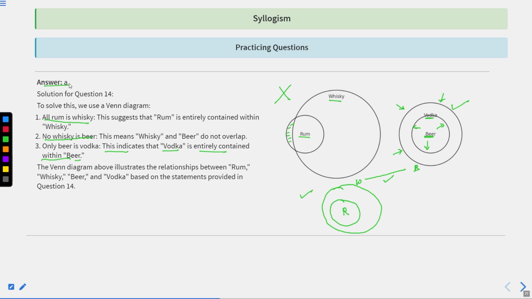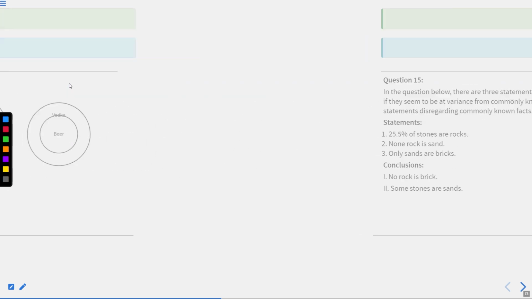Okay, students. So this was the first question for today's lecture. Now we will be moving towards the next question. And again, I will be giving you 15 seconds after reading the statements to draw the Venn diagram, and then eventually we will proceed further and try to understand what conclusions can be inferred from those statements.